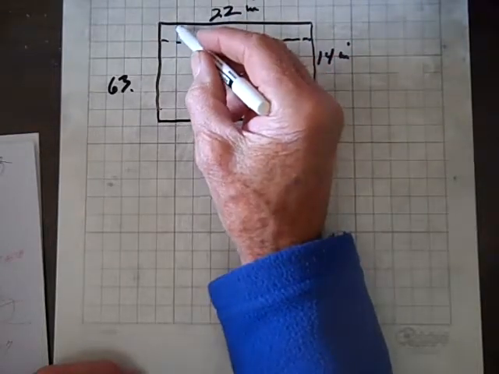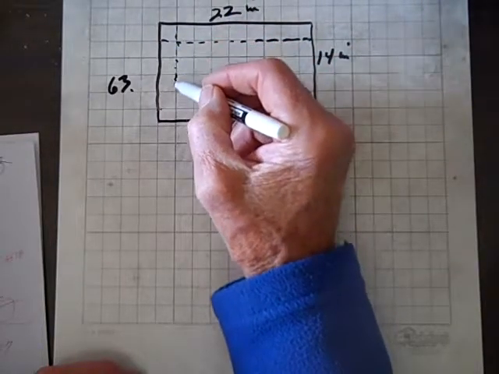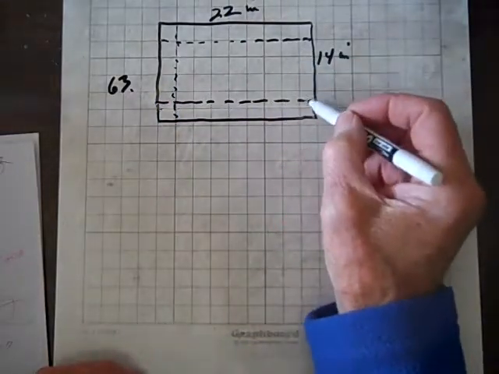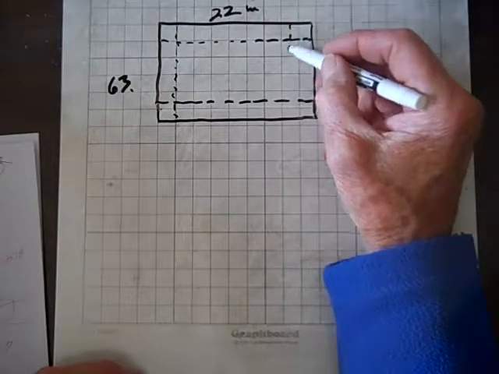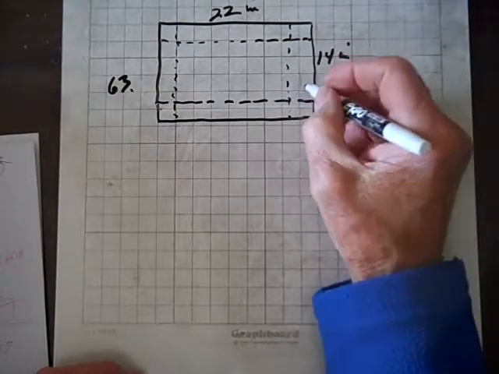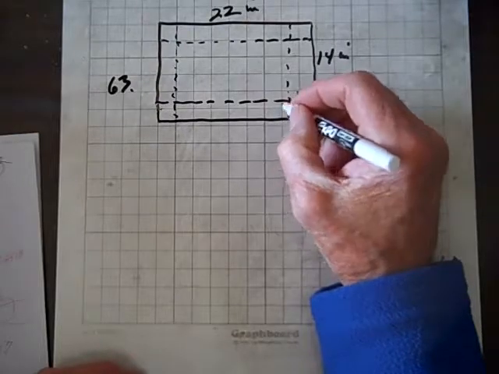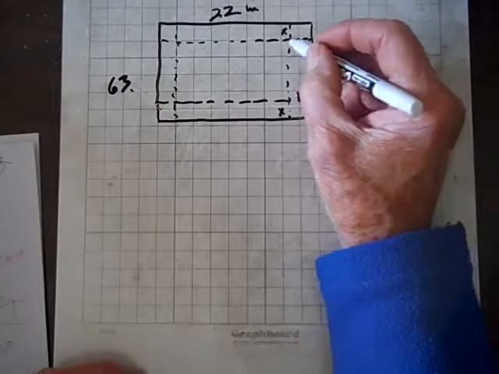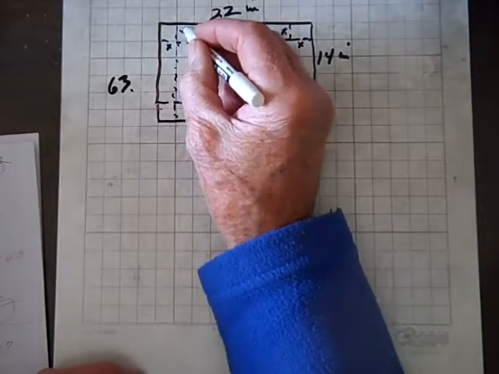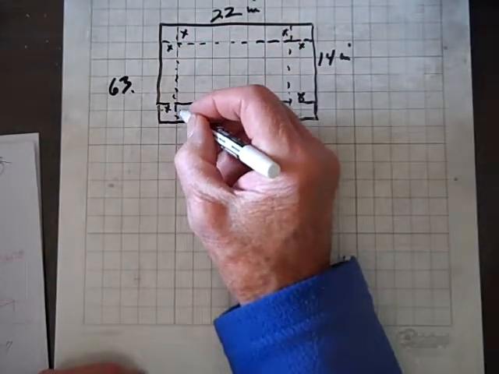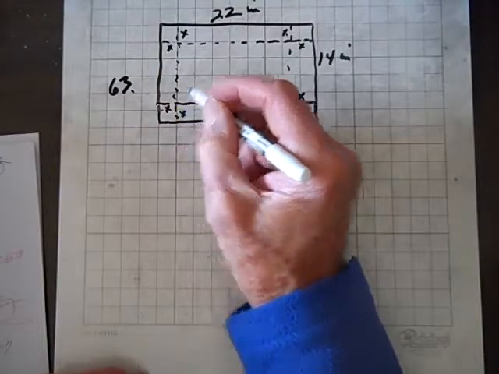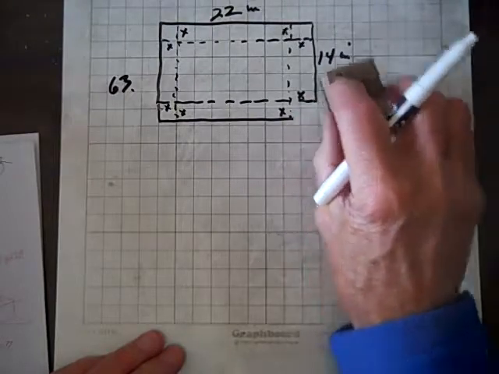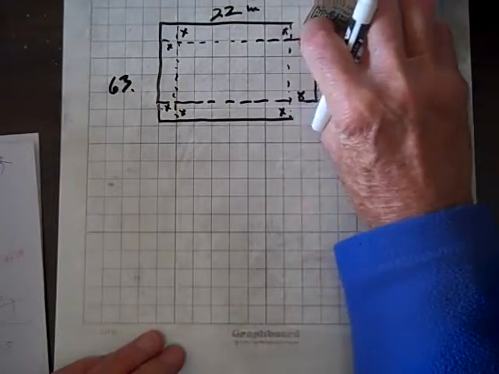Let's run a fold along that dotted line, this dotted line, this dotted line, and this dotted line. And the length of this distance is x. And those are the dimensions of all of these corners. Now we're going to cut those corners out. And when we do that, we'll wind up with a piece of material that looks like this.